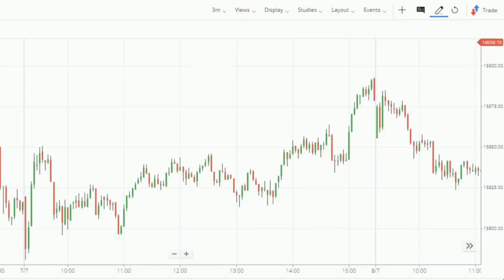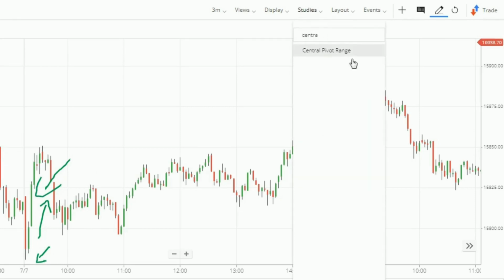By now we all know how CPR gives great support and resistance to the market. Let me show you one more example. Here I have taken an example of 7th August. The market started going up. A lot of people would have taken a long position in this situation, but people who know CPR would have taken a different trade. Let me put CPR on and see how the market was behaving that day.